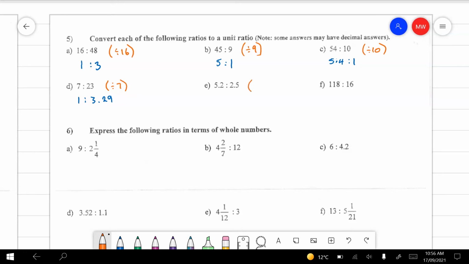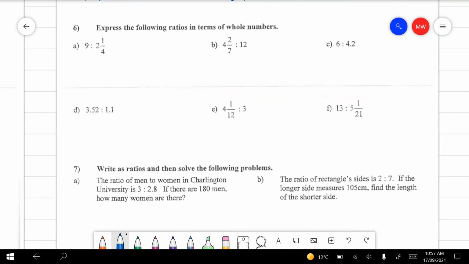This one, divide both sides by 2.5, and you'll end up with a ratio of 2.08 to 1. And last one, we'll divide both sides by 16 because it's the smaller of the two numbers, and we will end up with a ratio of 7.38 to 1. And those are all done.